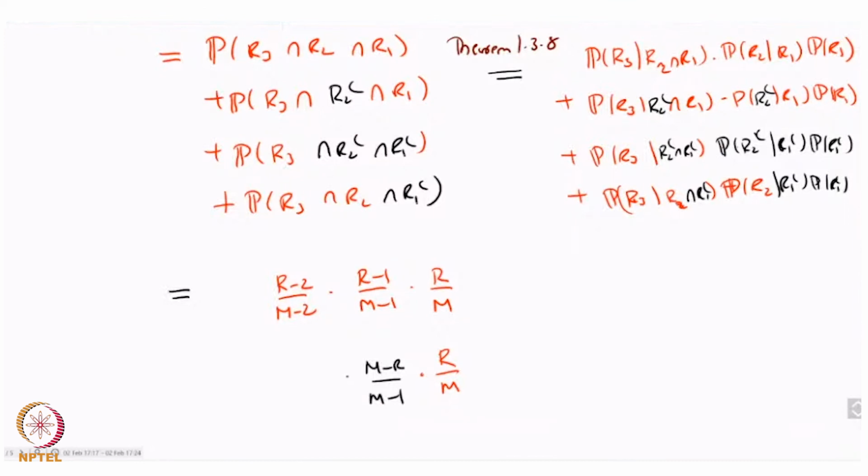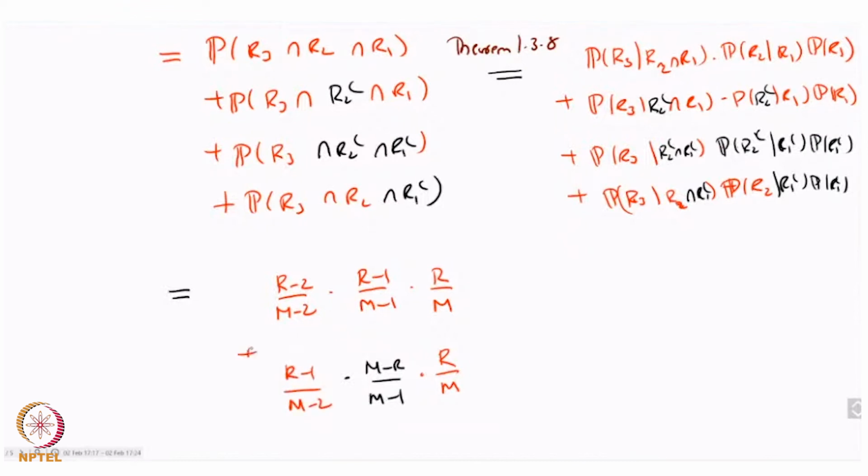This is probably orthogonal. The next one is going to be what now? You have to pick R3. You have picked not a red in the first one, second one, and then the last one. So you only have R minus 1 left. So you have R minus 1 divided by your M minus 2. Right, that's the last one.